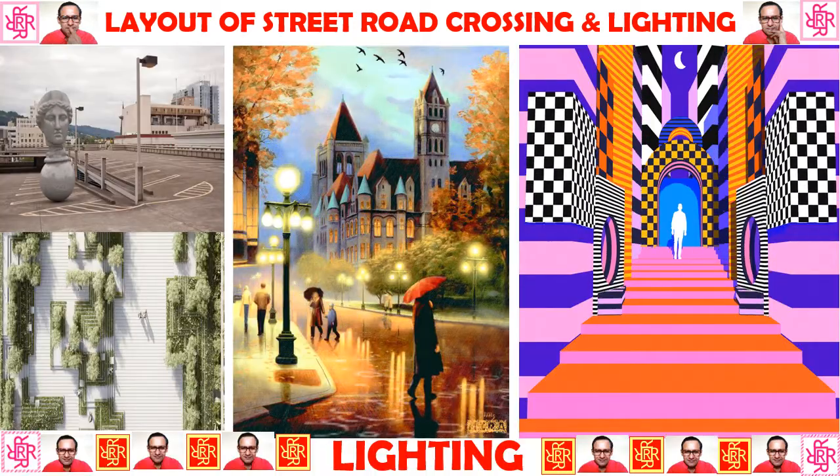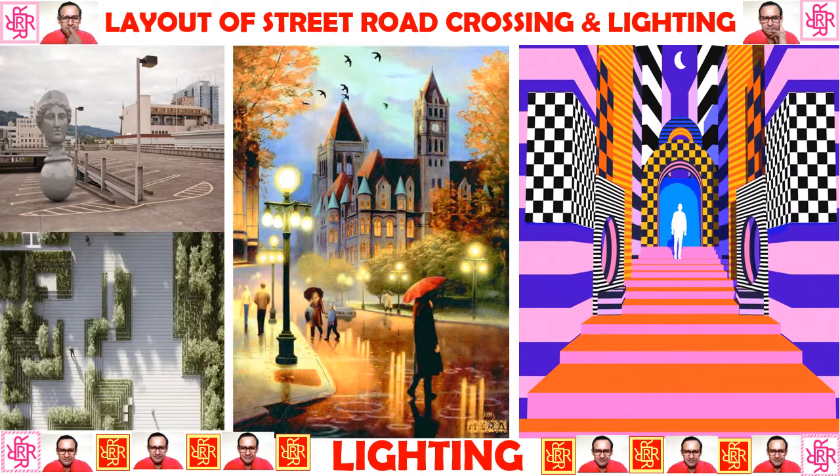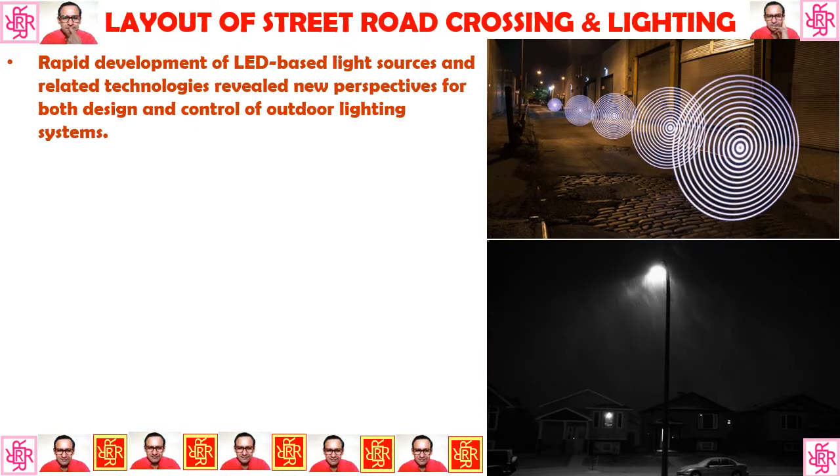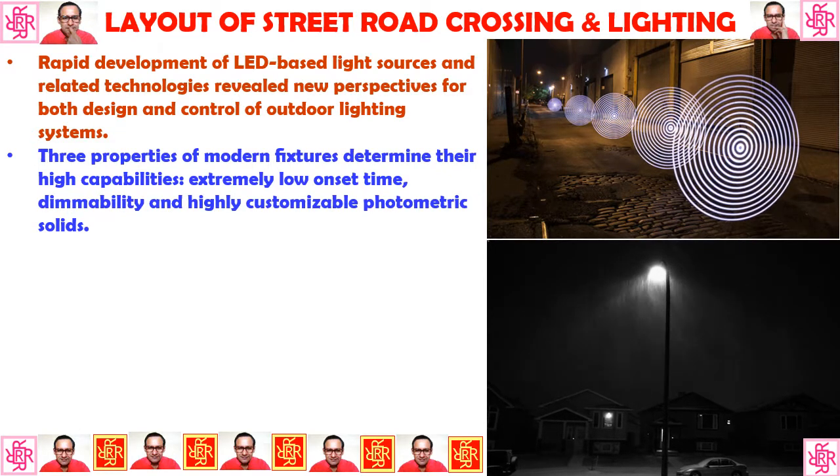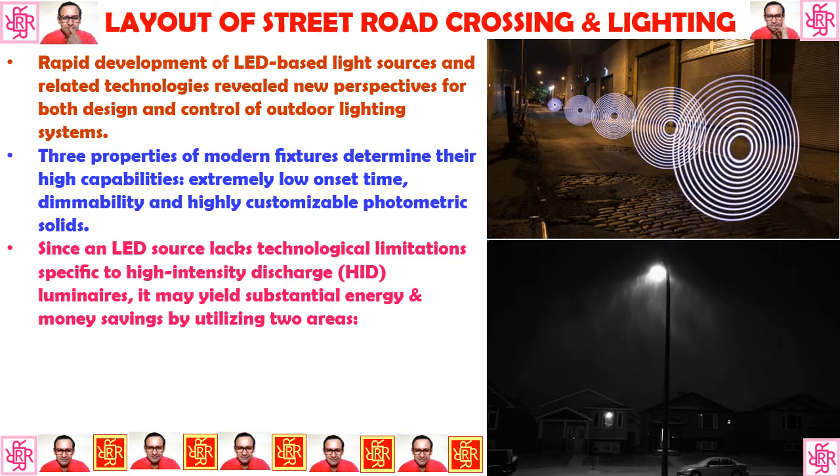Now let's talk about the lighting. Lighting is one of the major aspects of the street layout. Rapid development of LED-based light sources and the related technologies revealed new perspectives for both design and control of outdoor lighting systems. Three properties of modern fixtures determine their high capabilities: extremely low onset time, dimmability, and highly customizable photometric solids. Since an LED source lacks technological limitation specific to high-intensity discharge luminaires, it may yield substantial energy and money saving by utilizing two areas.